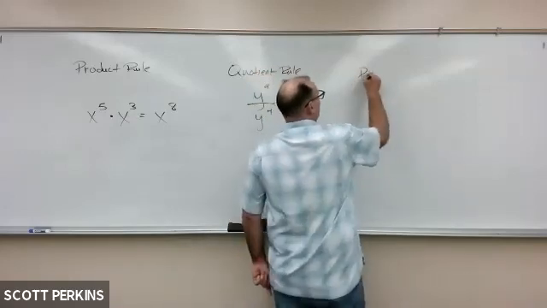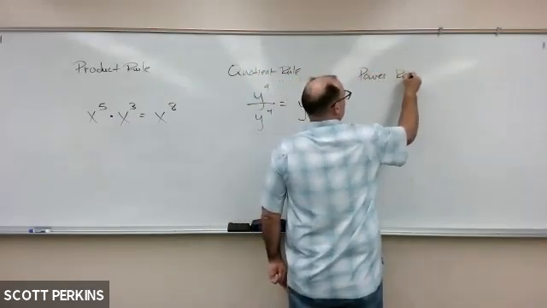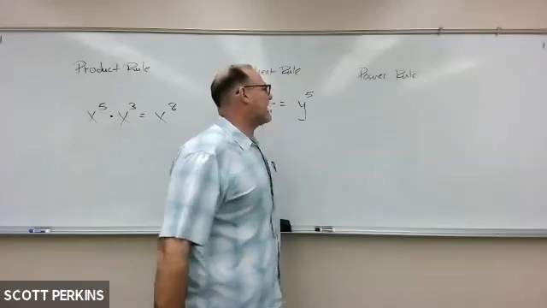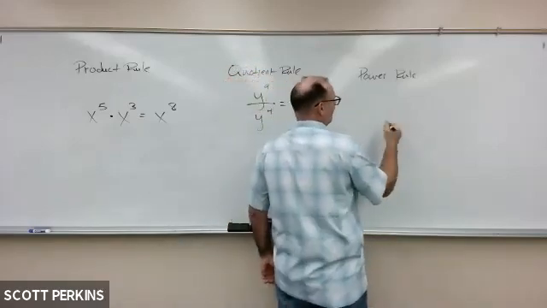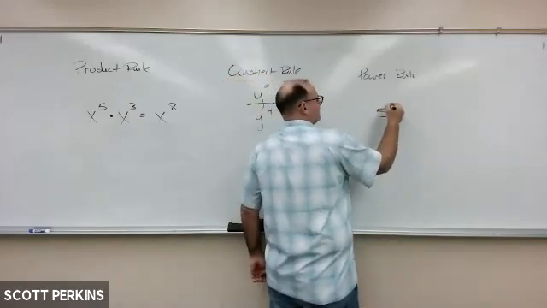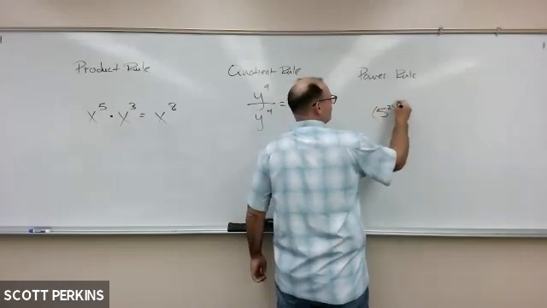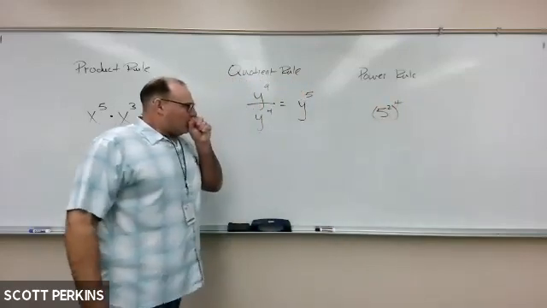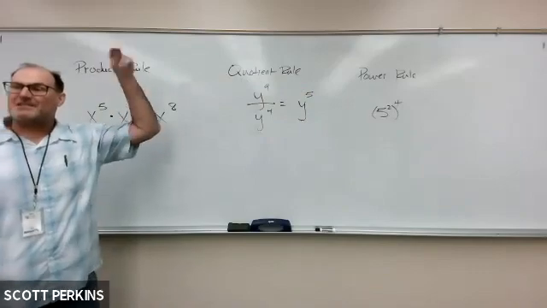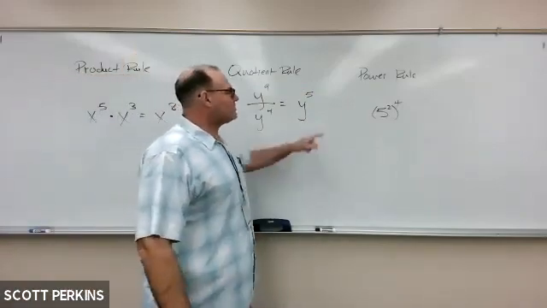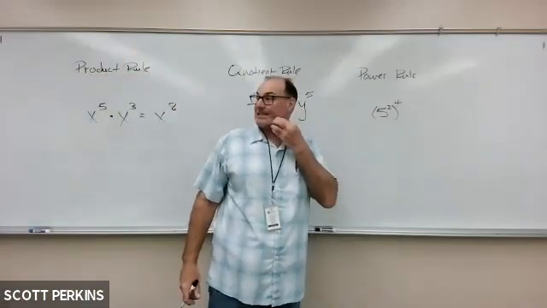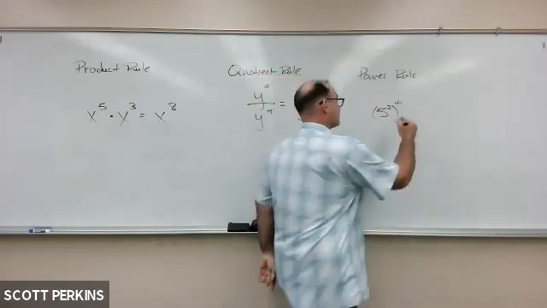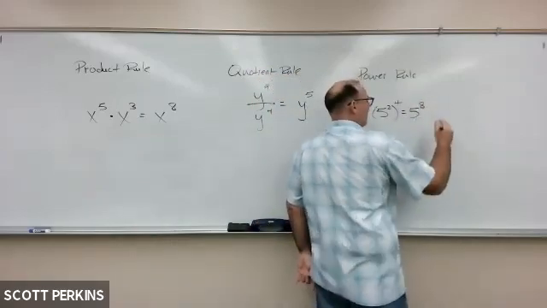Then I have the power rule. And the power rule says if I have something like 5 to the 2nd power, and then I raise it to the 4th power, so I have a power raised directly to another power, what do I do with the exponents in that case? You multiply them, yes. So that's 5 to the 8th power.